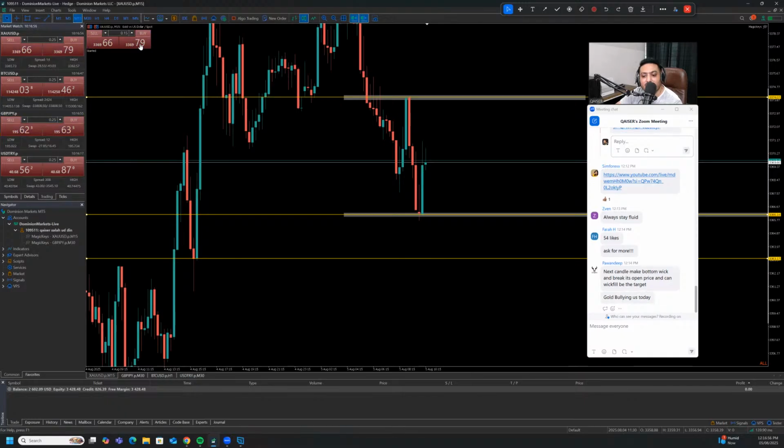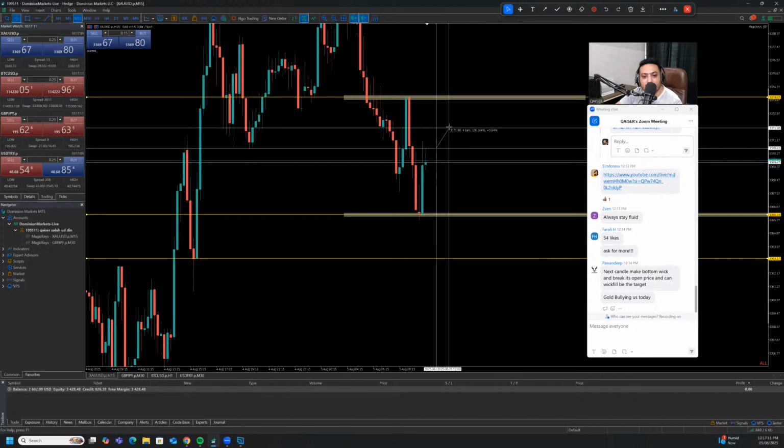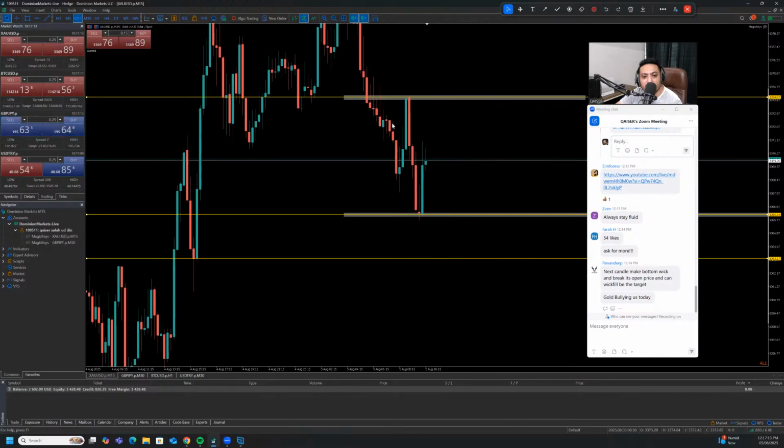Next candle makes a bottom wick and breaks its open price, and the wick will be the target? No. If it creates a bottom wick and breaks its own high, I will try to take this one, but it could be risky, so the stop loss will be below the current candle. It could be risky. The 50-minute has lower confirmation than the 30-minute time frame.